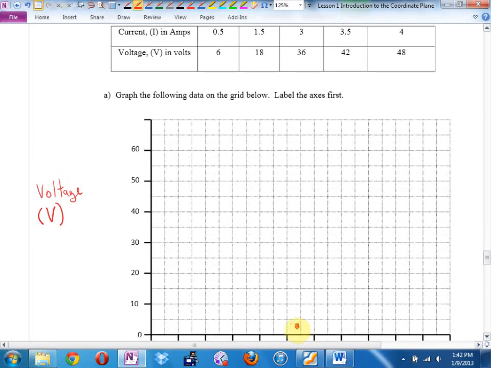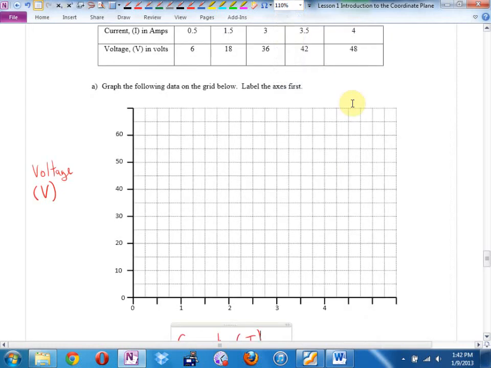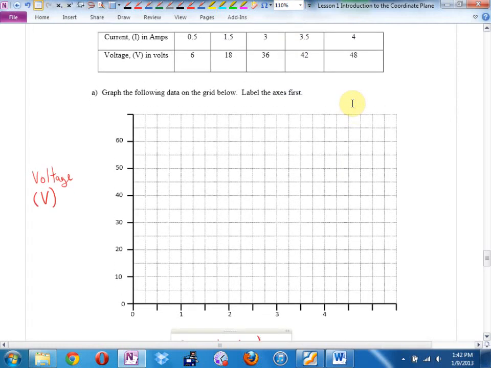All right, let's plot these. Apparently, can I get it all on there? I'm going to have to shrink down a tiny bit. Sorry, folks. There, now I can get it all on one page. When the current was 0.5, the voltage was 6. Where would 6 be?